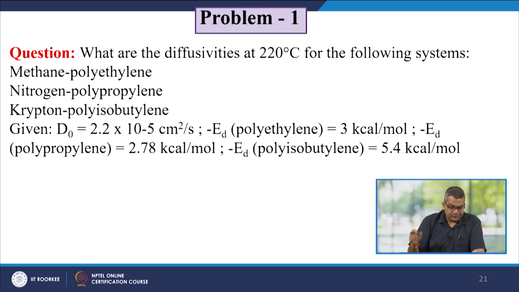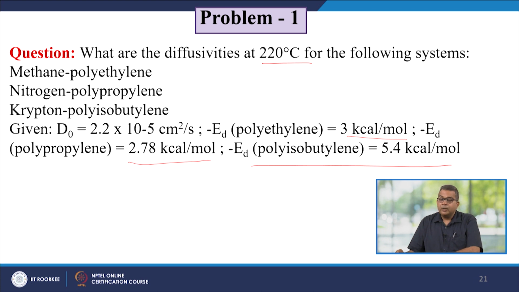Let us solve one problem. What are the diffusivities at 220 degrees Celsius for the following systems: methane in polyethylene, nitrogen in polypropylene, krypton in polyisobutylene. Given that D naught is equal to 2.2 into 10 to the power minus 5 centimeter square per second, ED for polyethylene is equal to minus 3 kilocalorie per mole, ED for polypropylene is 2.78 kilocalorie per mole, and for polyisobutylene it is 5.4 kilocalorie per mole.